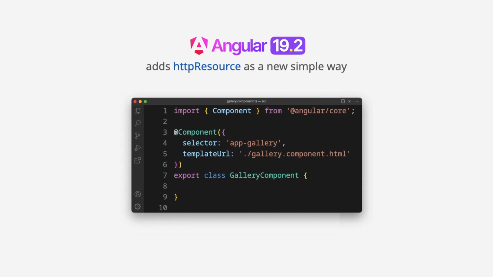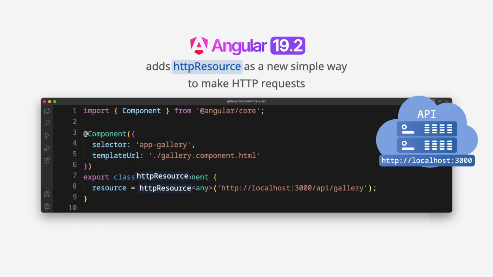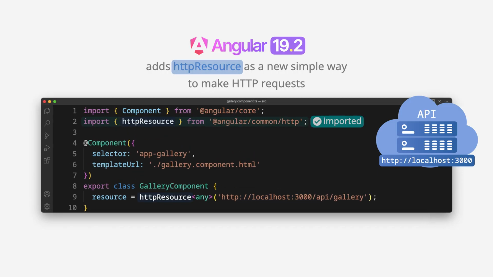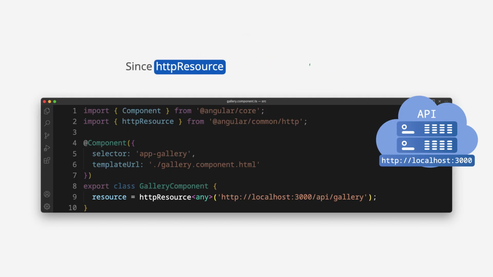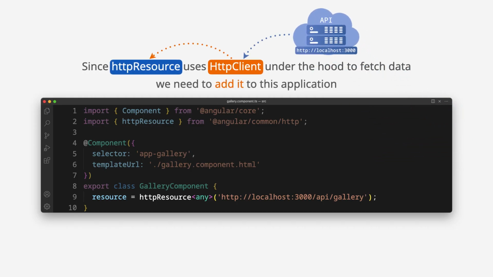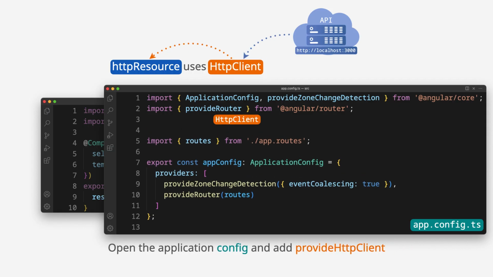Angular 19 adds HTTP resource as a new simple way to make HTTP requests. This is a new kind of resource extending the primitive resource. Since HTTP resource uses HTTP client under the hood to fetch data, we need to add it to this application. Open the application config and add provide HTTP client.